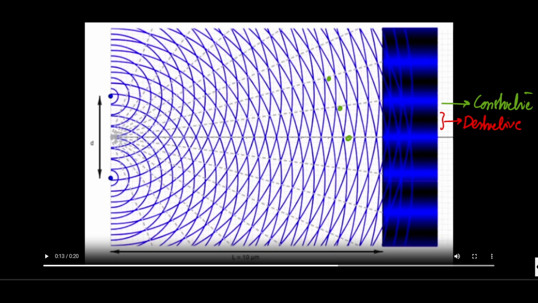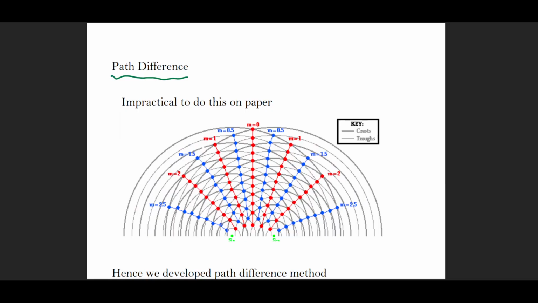To visualize exactly this problem, it's difficult to do this on paper at all times. You can't do this again and again. You can't make these circular wavefronts again and again, right? So what we have done is we've devised a method of path difference to figure out whether this section or this section or wherever they are going to meet on the screen is going to be constructive interference or destructive interference. So figuring this out is actually the main thing. And we're going to use this technique to figure that out.